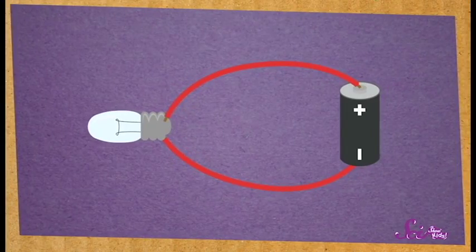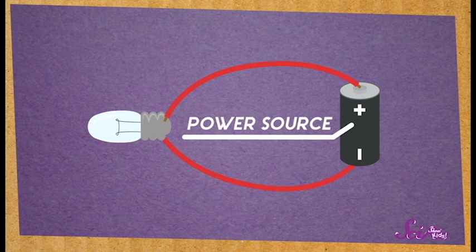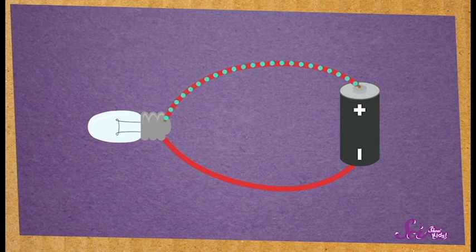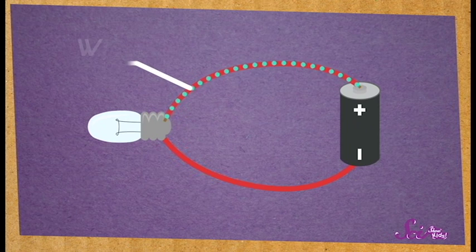The battery is what we call the power source. That is, it's where the electricity comes from in this circuit. Electricity flows from the power source on the path of the circuit. And a lot of the time, that path is made by some kind of a wire.